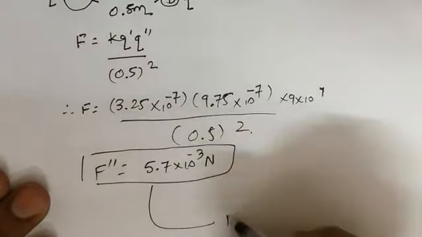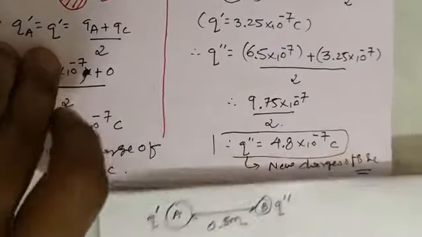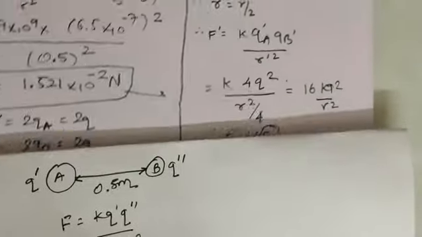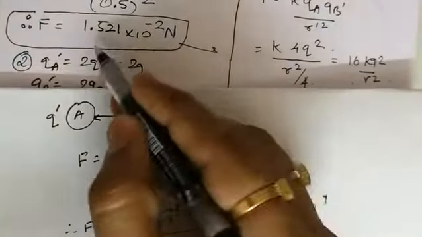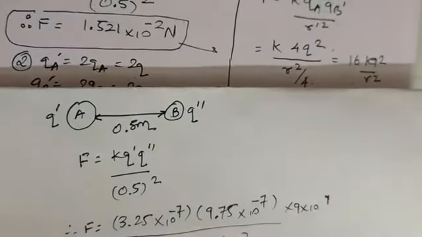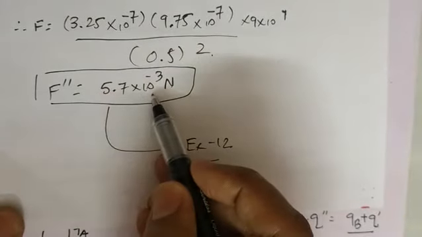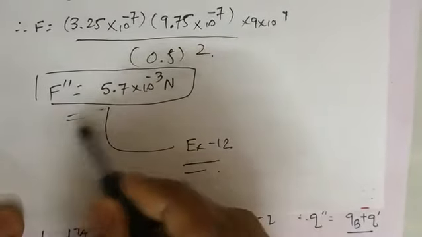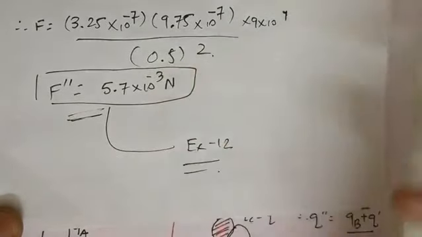Let's compare with example number 12. In example number 12, we have the amount of force which was 1.521 10 to the power minus 2, and after bringing them in contact with the chargeless one, we have this 5.7 10 to the power minus 3. So obviously there would be a difference in the force.